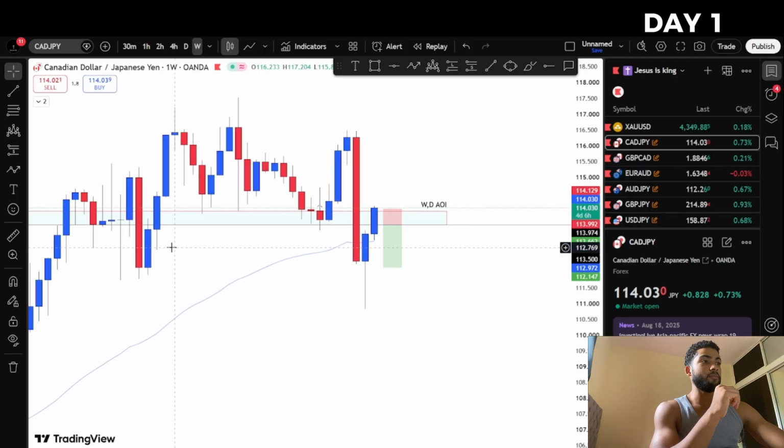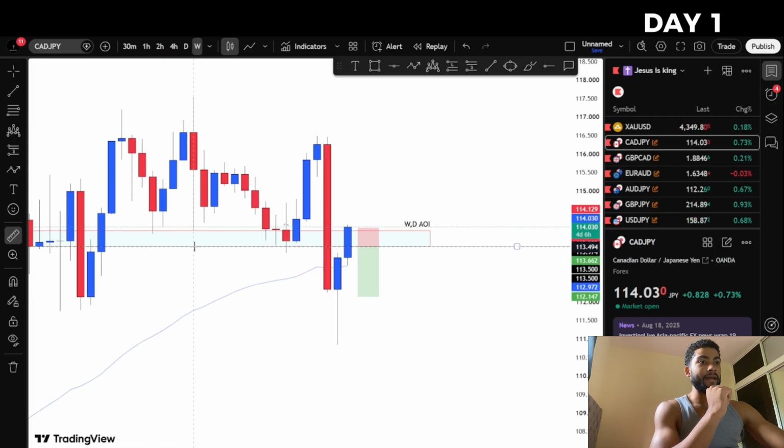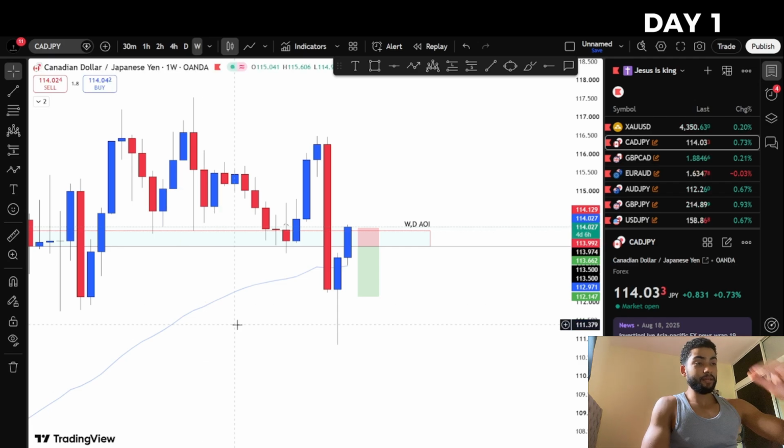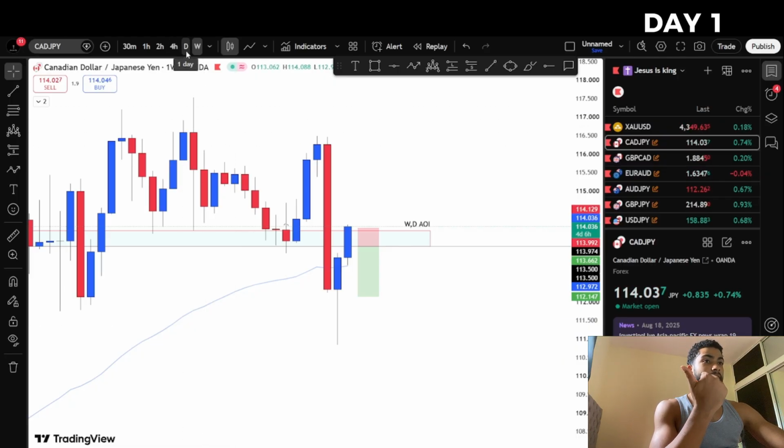Another thing that we have to keep in mind when it comes to an area of interest is that it cannot be bigger than 60 pips. In this case, it's 43, 44 pips. Because if an area of interest is measured at more than 60 pips, I'm no longer interested in it because it is way too large. And it has to have a minimum of 5 pips. So I already have my weekly area of interest.